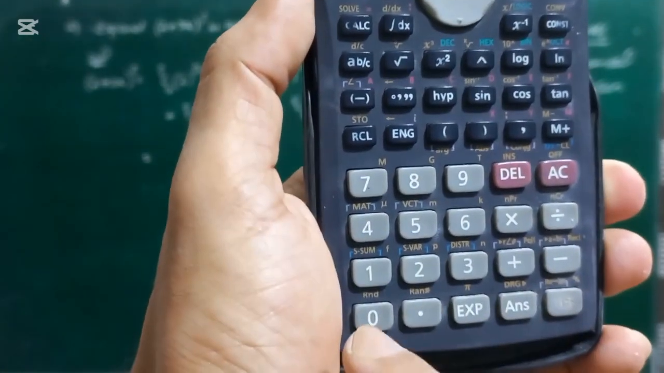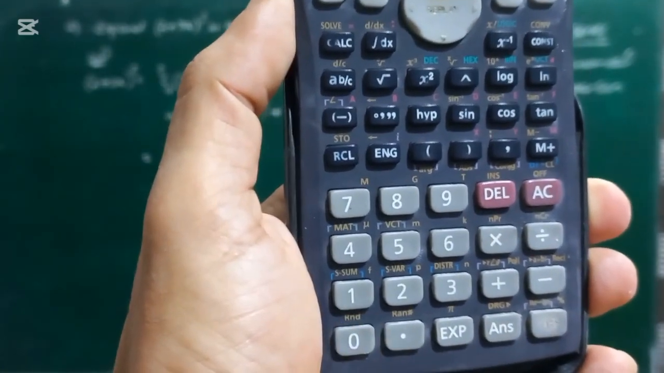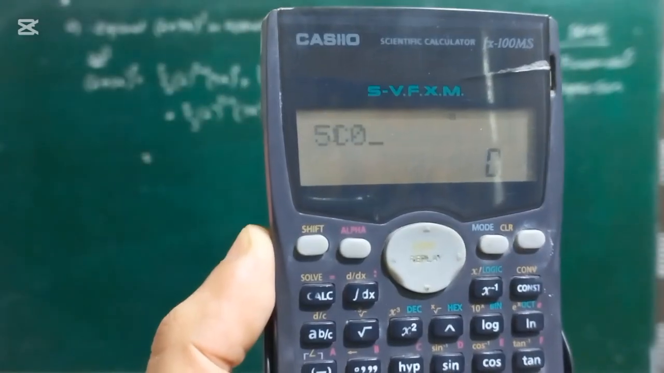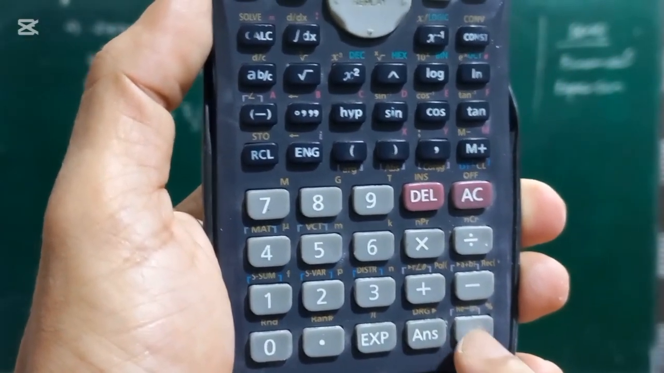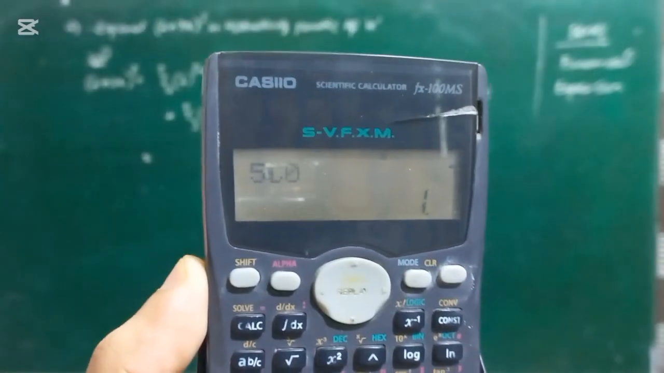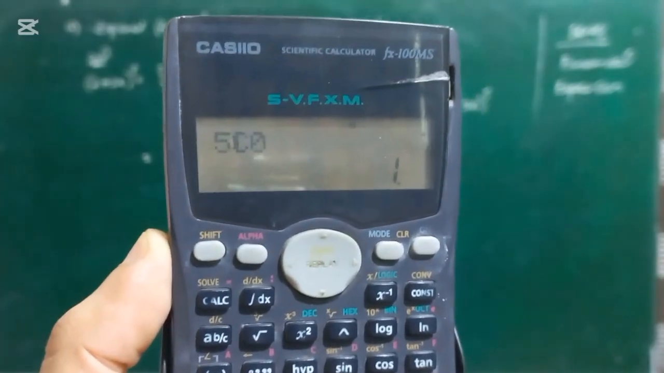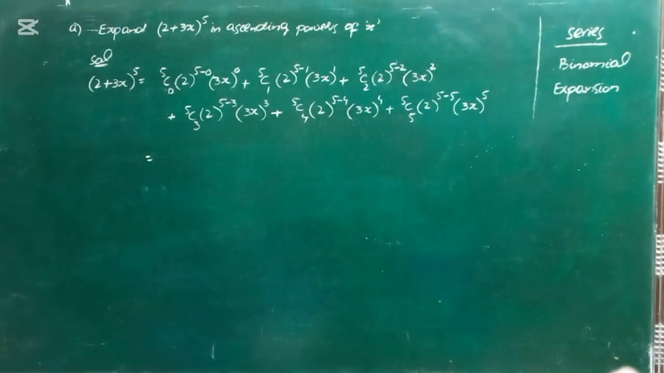So C is there. And look at the board now. 5C0 is the requirement. So the bottom is 0. So look now, here is 0. So look at the screen, 5C0. And now you will press the equal button. So look at the screen, 1 is there. Okay, so it means 5C0 is 1.